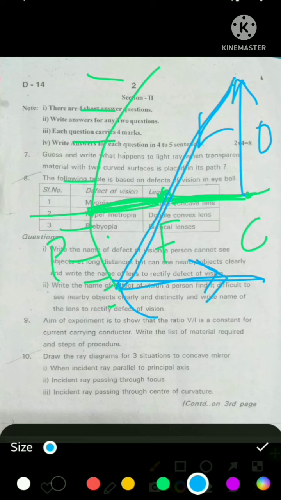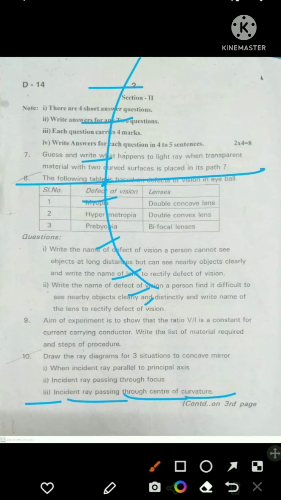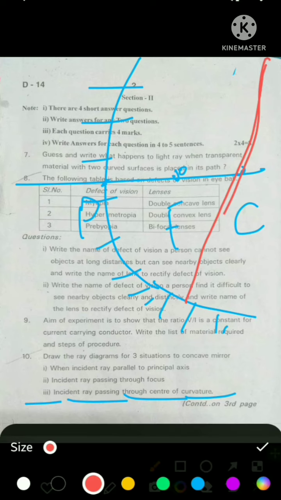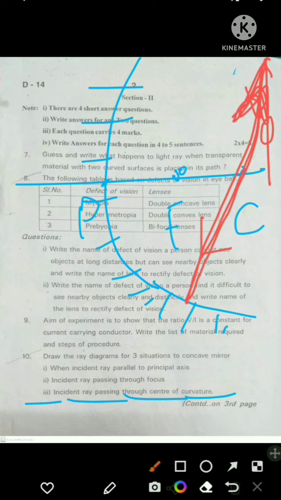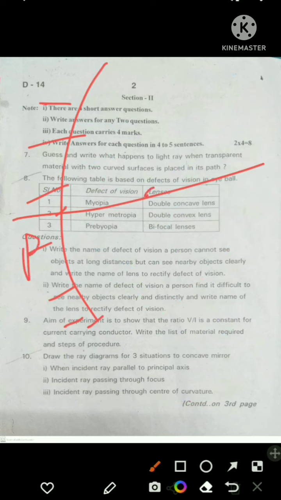Next is the third bit: what happens when an incident ray passes through the center of curvature. Again you have pole P, focus F, and center of curvature C of the concave mirror. Here the ray is passing through the center of curvature. Since I am drawing it approximately, it is not coming as a straight line. In the exam you have to use a scale and draw that diagram with a scale. Whenever a ray passes through the center of curvature, it goes back along the same path when an object O is placed.